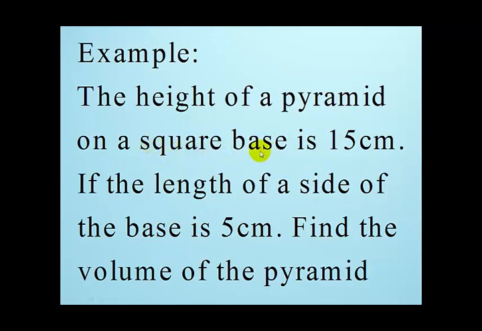That means that the base of the pyramid is a square, and with a square, all the sides are equal. So the height of the pyramid is 15 centimeters. If the length of a side of the base is 5 centimeters, find the volume of the pyramid.